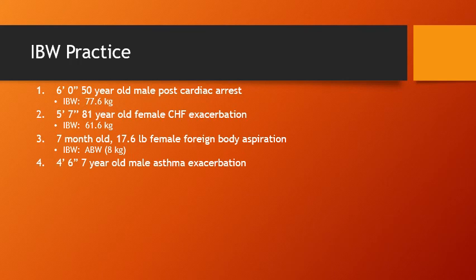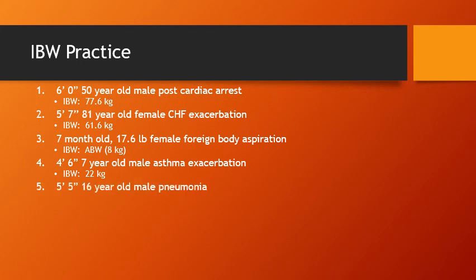Patient number 4 is a 4 foot 6 inch 7-year-old male with an asthma exacerbation. So pause your video, calculate this patient's ideal body weight. So this patient's ideal body weight is going to be 22 kilograms, and we got that by taking 7, because he's 7 years old, times 2 plus 8. That gives us 22 kilograms.